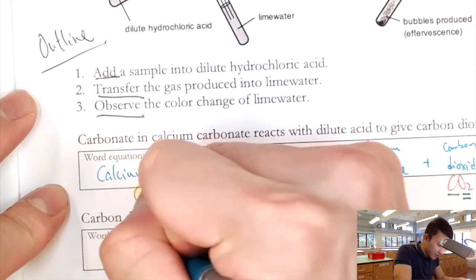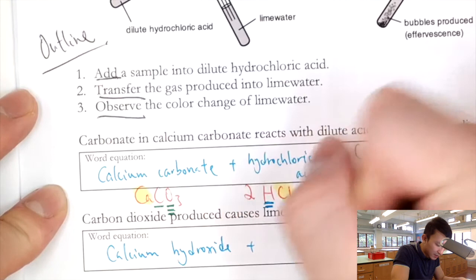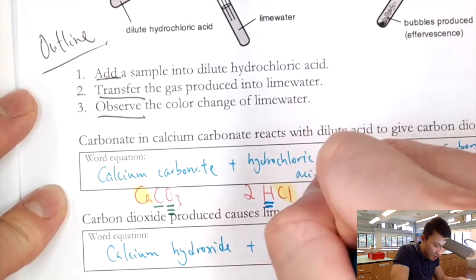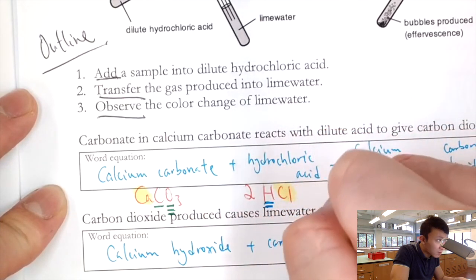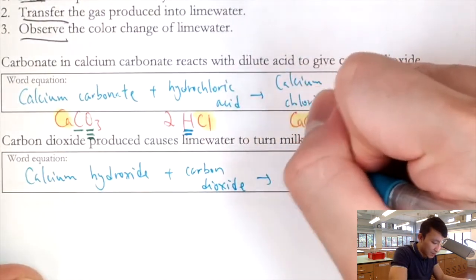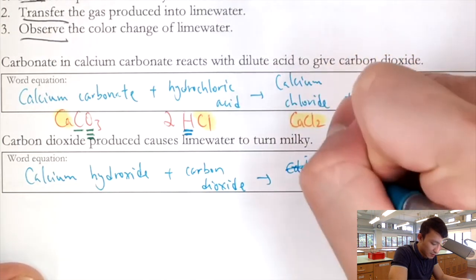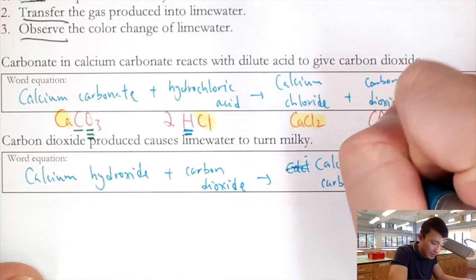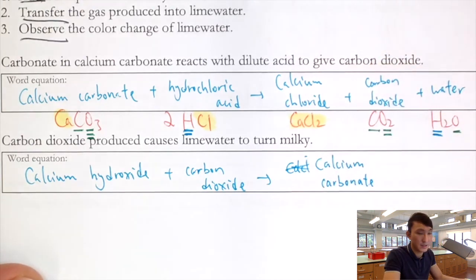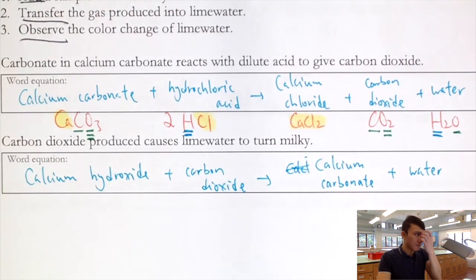Calcium hydroxide reacts with carbon dioxide to form calcium carbonate. Calcium carbonate. This is why we have the white precipitate, because calcium carbonate is insoluble in water. Also, there should be water given off. Okay? So that's the idea.